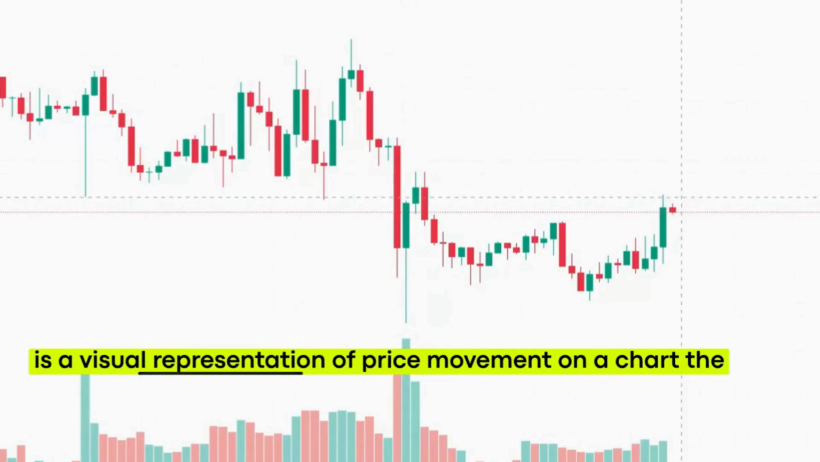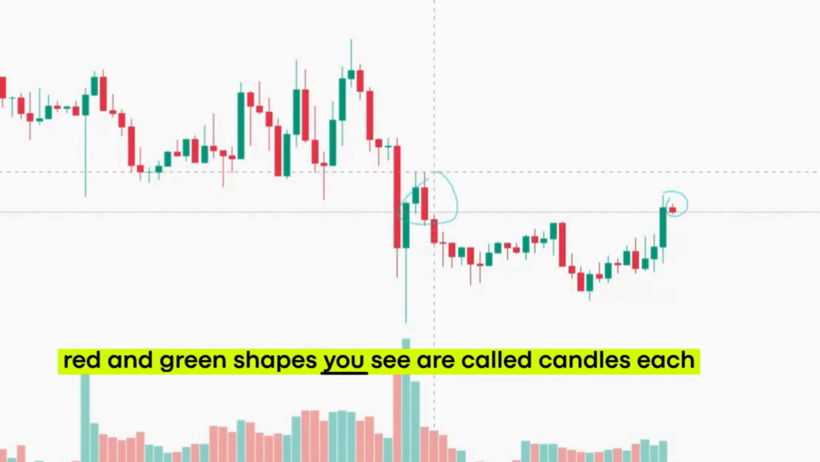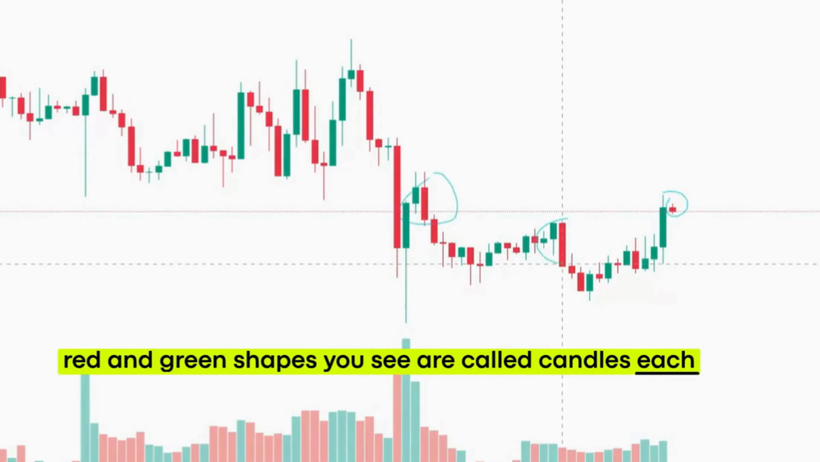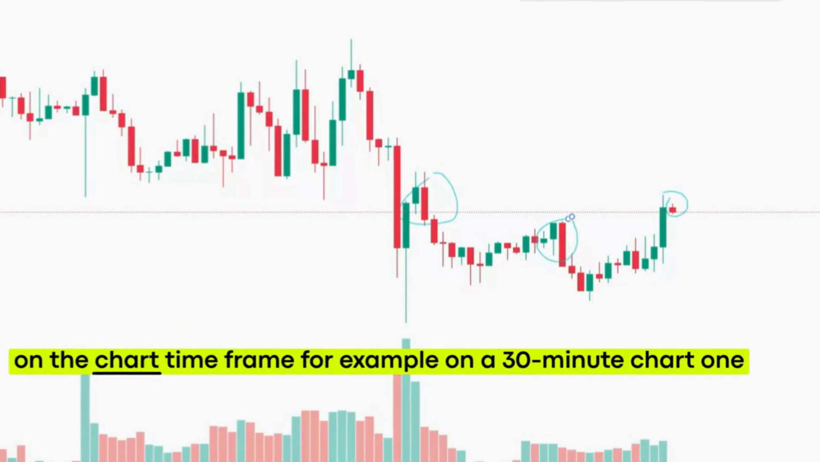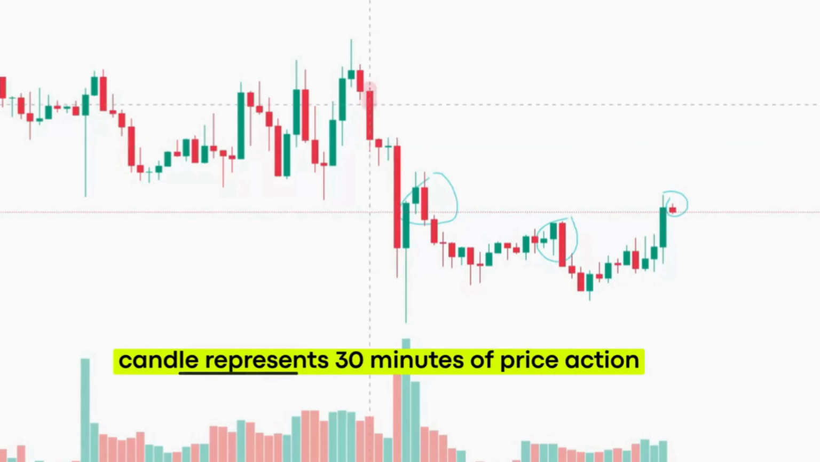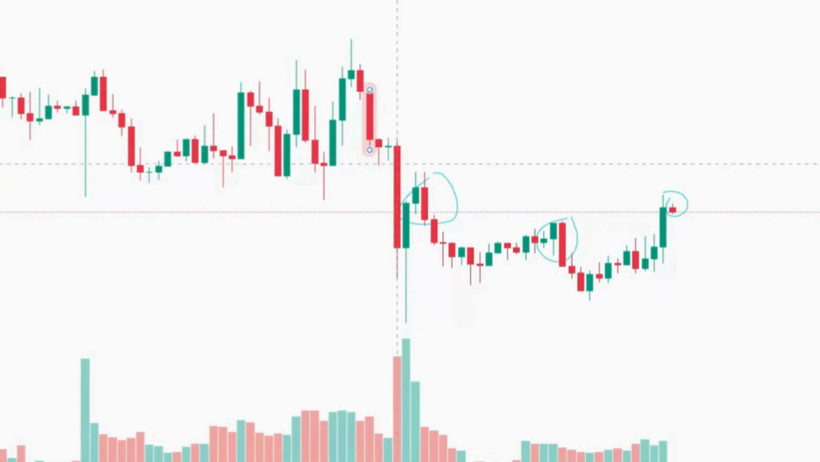A candlestick is a visual representation of price movement on a chart. The red and green shapes you see are called candles. Each candle represents a specific period of time depending on the chart time frame. For example, on a 30-minute chart, one candle represents 30 minutes of price action.